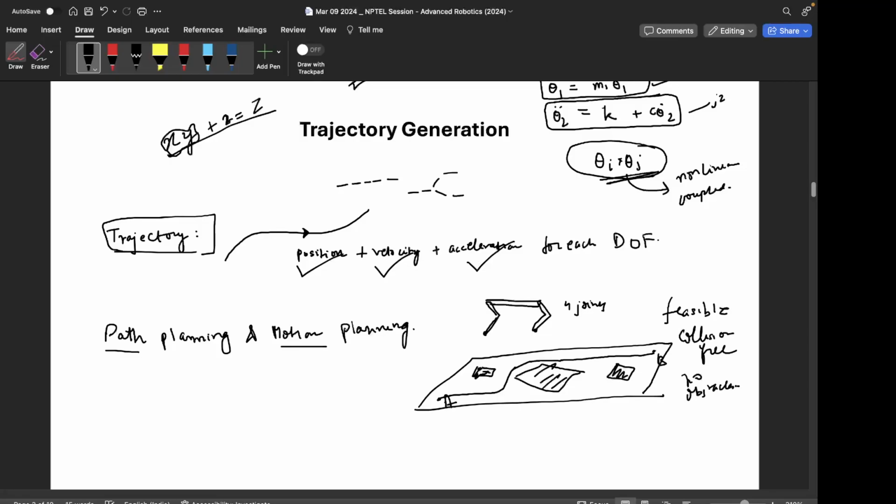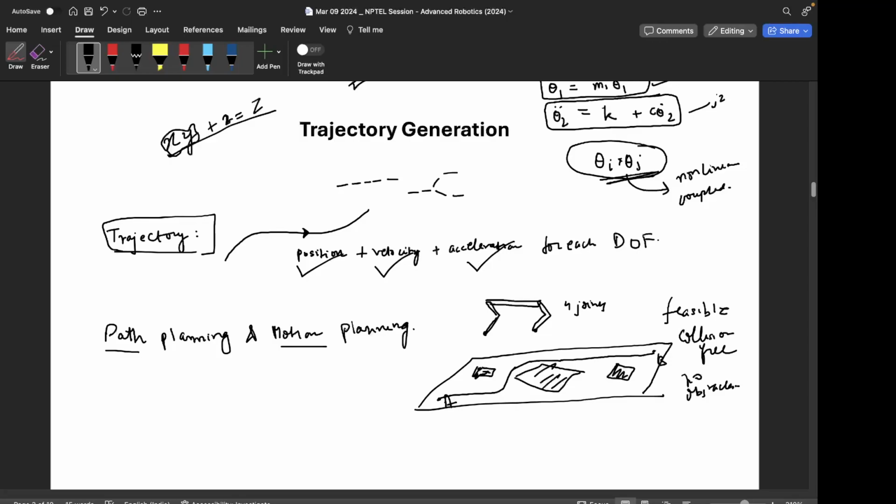So it's a path on which, if you would move, you would reach from A to B, right? Now, motion planning is a lower level thing. It comes after you have planned the path. So in motion planning, you think on the joint level.